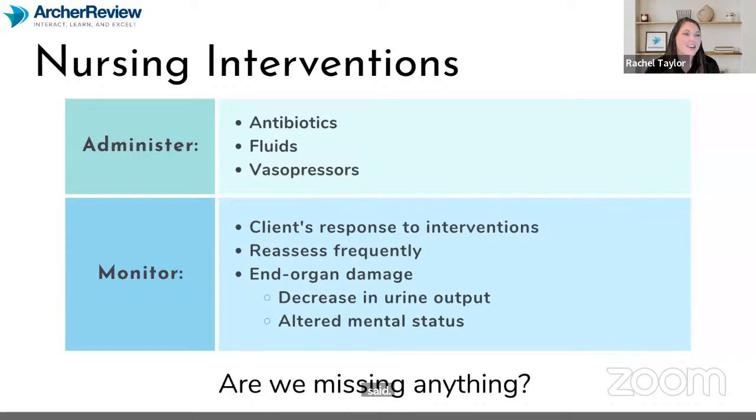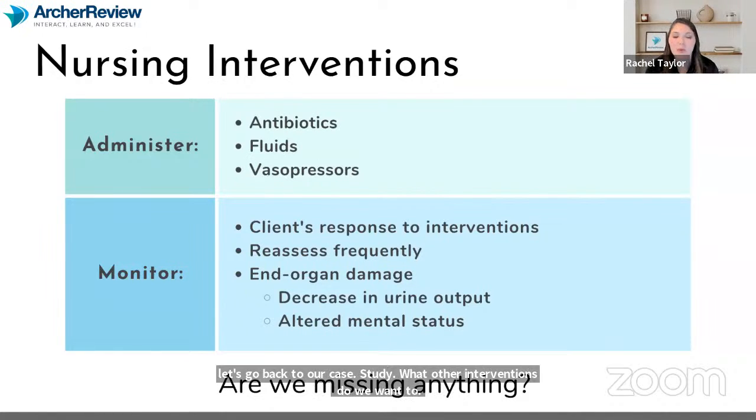Amazing, amazing. Now let's talk through our nursing interventions. We left our client alone too long, right? Let's get back to our client. We don't want to leave them when they're in sepsis. So let's go back to our case study. What other interventions do we want to consider here?